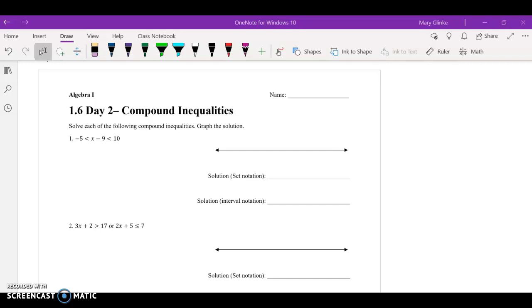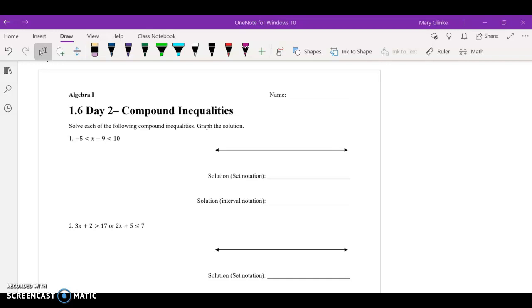Hello. Today we're going to be working on compound inequalities. We're going to talk about some of the special cases and things that pop up. So as a reminder, compound inequalities are more than one inequality put together in a problem. Now, it will either be an and problem or an or problem, and every single problem should tell you if it's an and or an or.